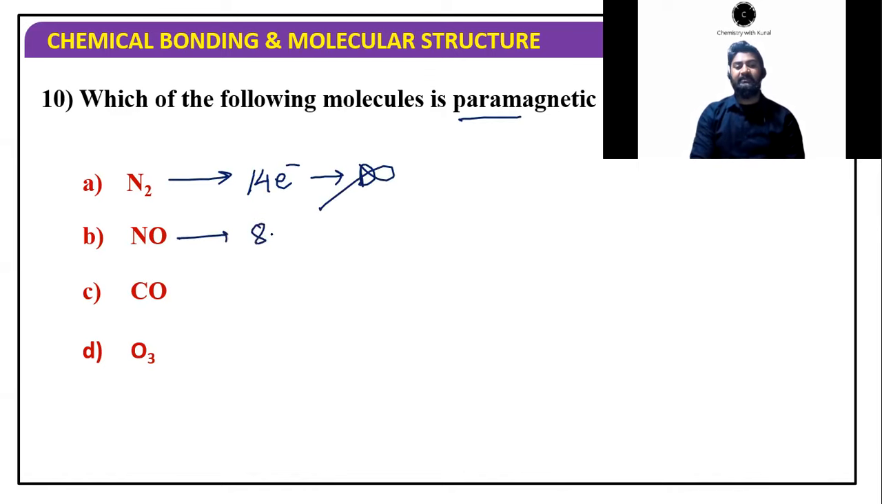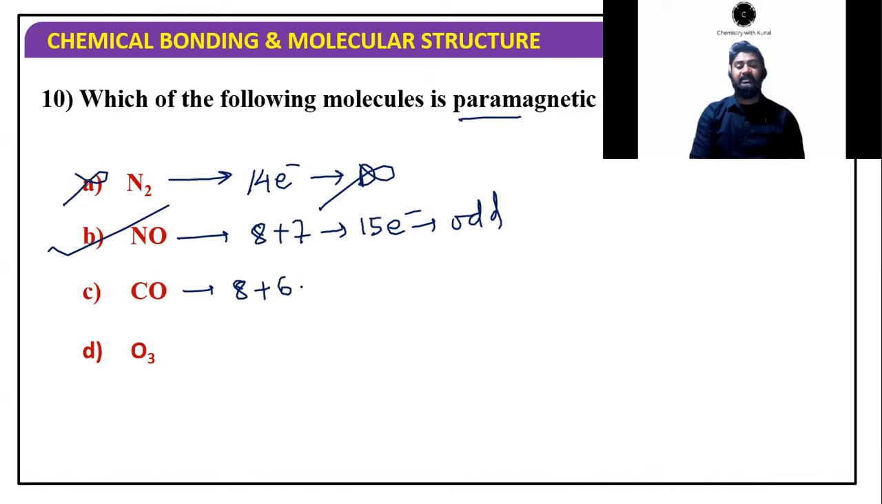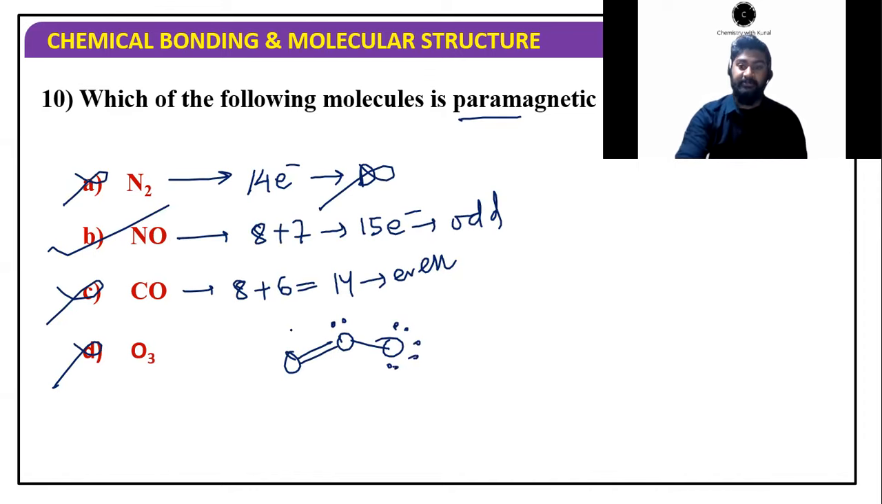NO, 8 plus 7. How many electrons? 15. Is it even? No. Is it odd? Yes. Since it is odd, paramagnetic. CO, 8 plus 6. What's the answer? 14. Is it odd? No. It's even. Is it 10 or 16? No. So it is diamagnetic. O3 is definitely diamagnetic because it will have this geometry, no free electrons. See, no unpaired electrons. So the answer is option number B.